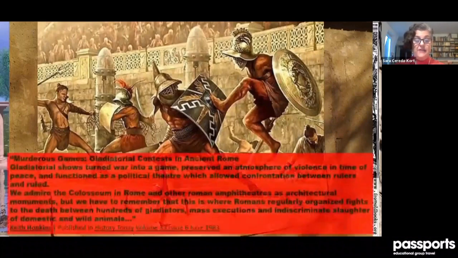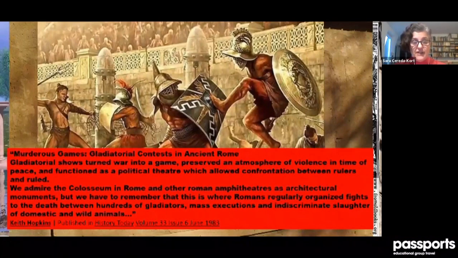And I found a definition of the gladiatorial contest in ancient Rome published by History Today. If you want to read it, it's a long article, you can go online and check it. What is written in this sentence is practically the significance of gladiator shows that were really war games, and they were done to keep the atmosphere of violence, strength and power also in time of peace.